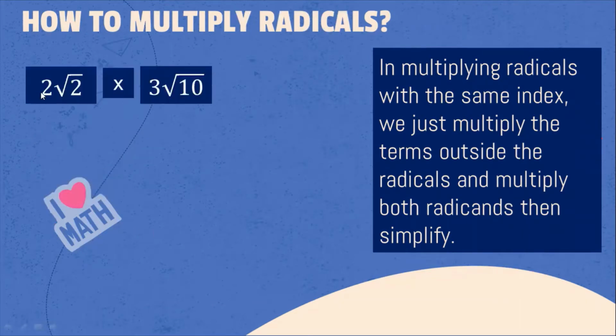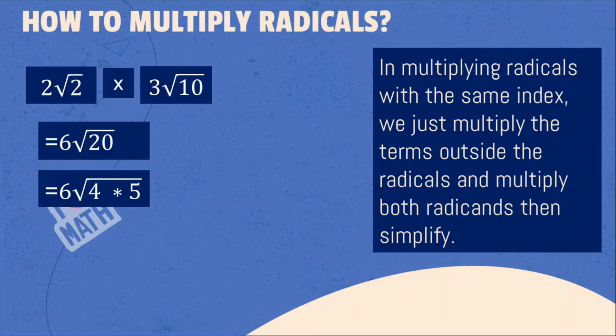Another example, 2 square root of 2 multiplied by 3 square root of 10. We multiply both terms outside the radicals. 2 multiplied by 3 is 6. Then 2 times 10 is 20. Can we simplify the square root of 20? Yes, because 20 has a factor that is a perfect square. That is 4 times 5. 4 is a perfect square.